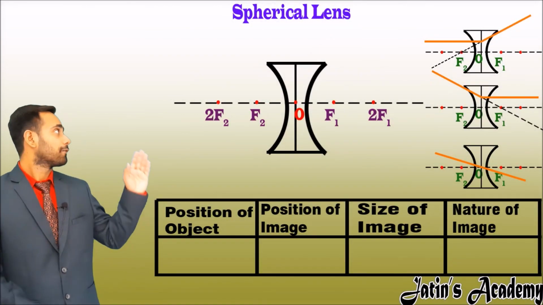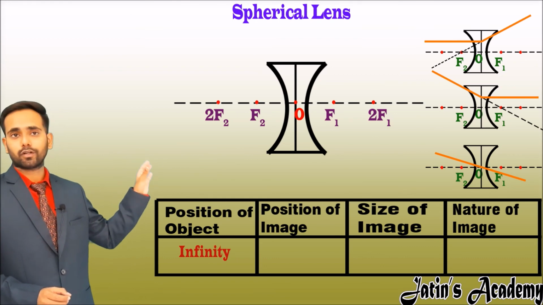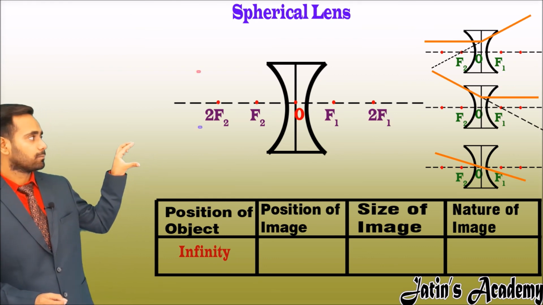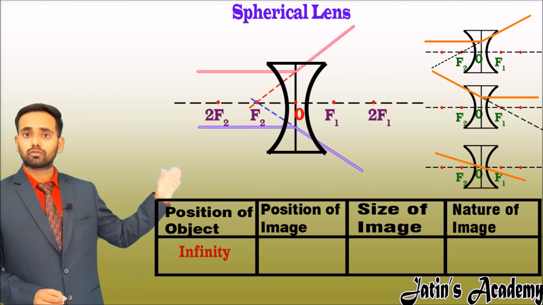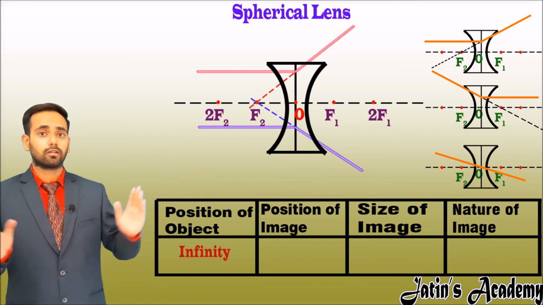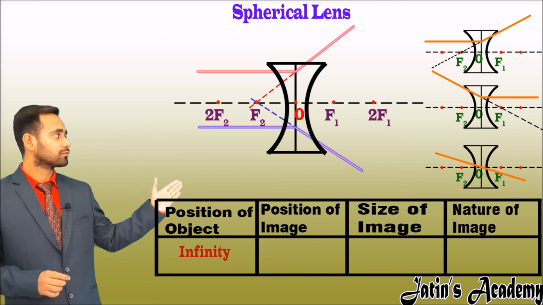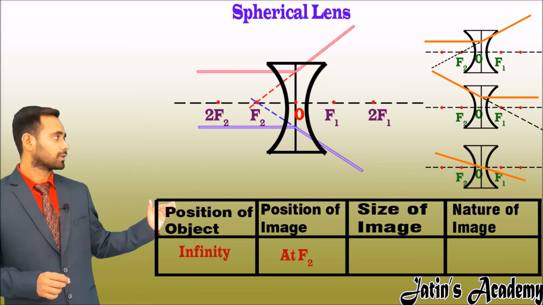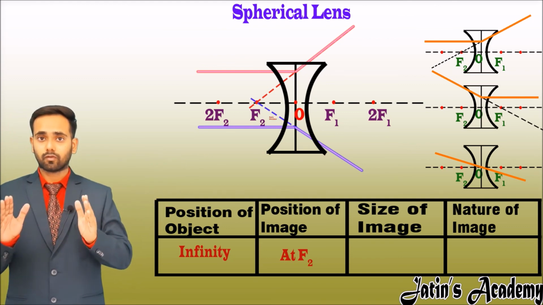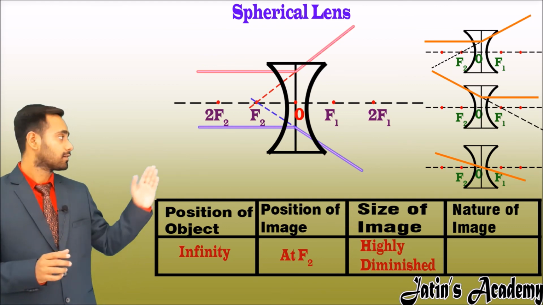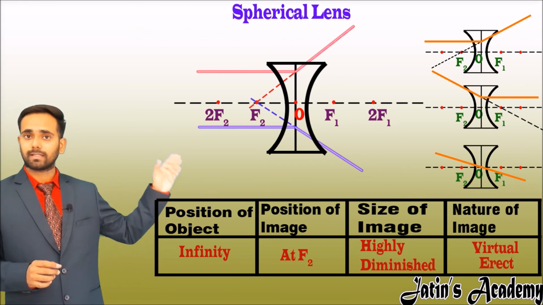Second case is when the object is at infinity. When the object is at infinity in front of a concave lens, a parallel beam of light is coming and it diverges from f2. So the image is formed at f2. Now start filling the table. Object is at infinity, image is formed at f2, the focus of the concave lens. Third, size of the image: the image is formed highly diminished, point sized, and nature of the image is virtual and erect because it is on the same side as the object.